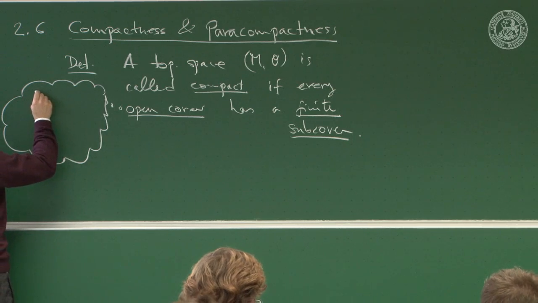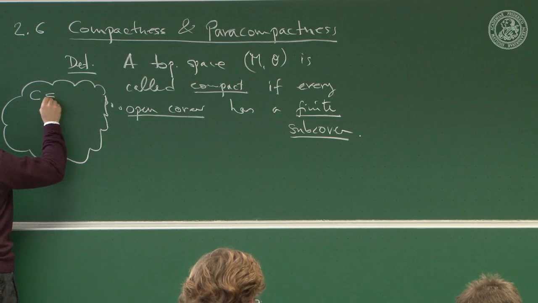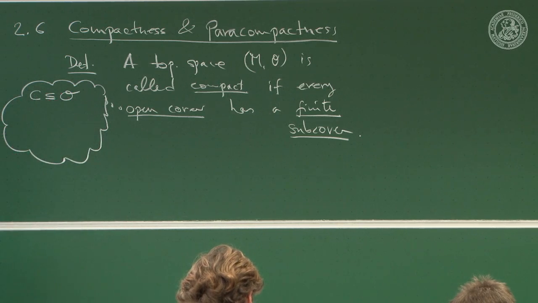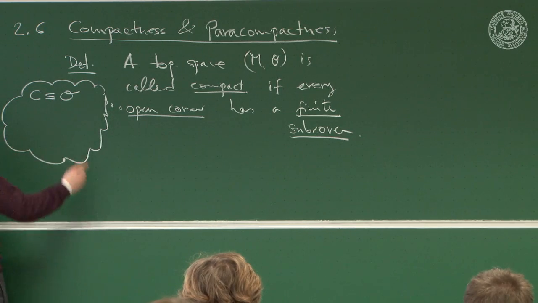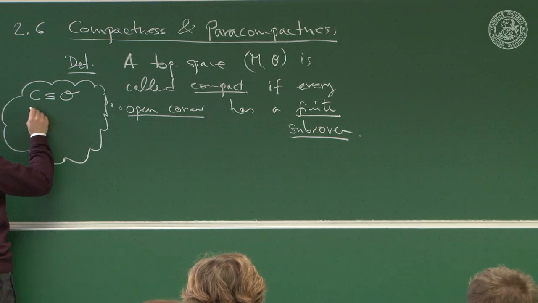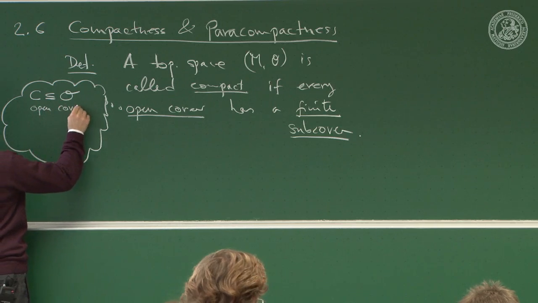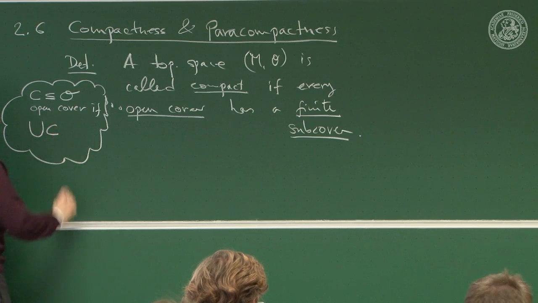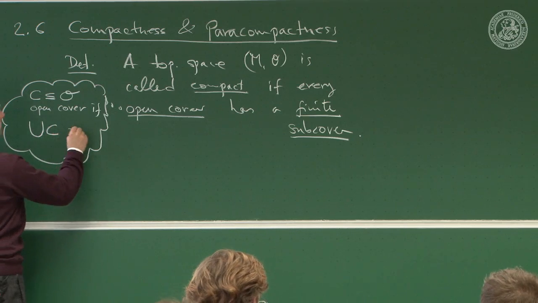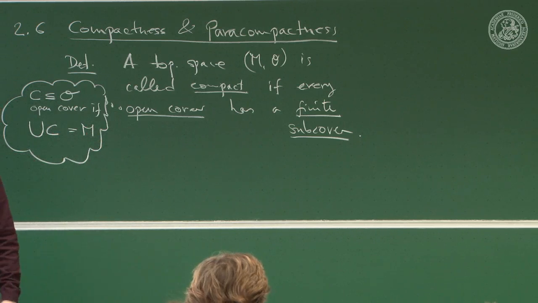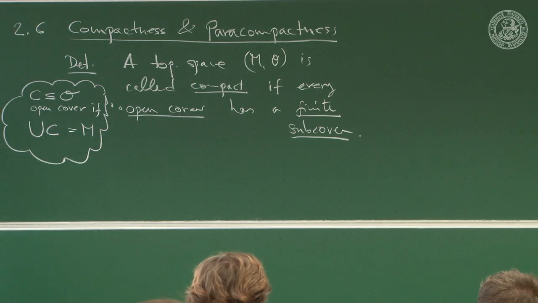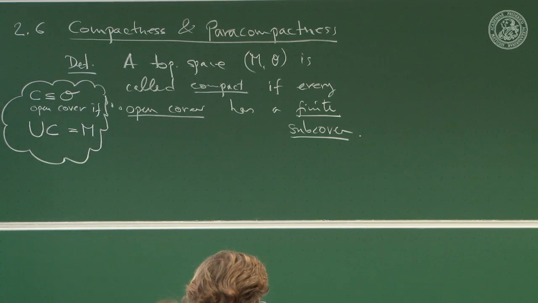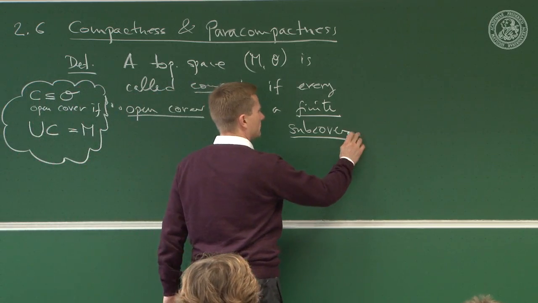An open cover, so if C is a subset of the topology of the space, so it's a collection of open sets, then C subset of O is called an open cover if, very simply, the union of all the sets in C already recovers the entire topological space. It's the very intuitive notion of covering the topological space. That's an open cover. What is a finite subcover?